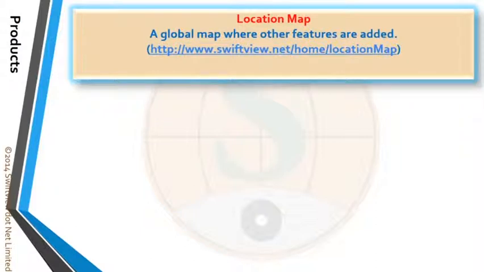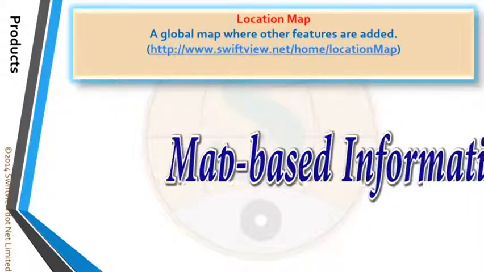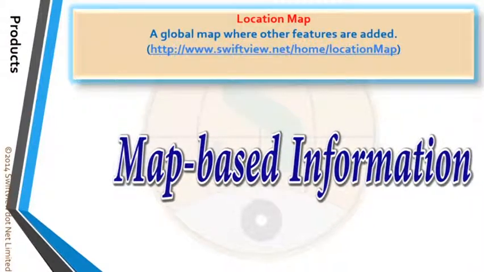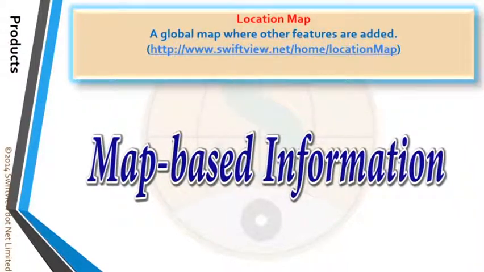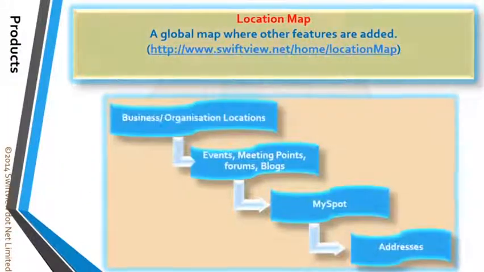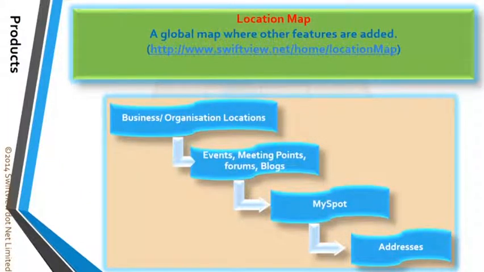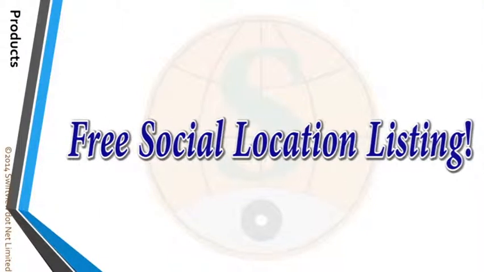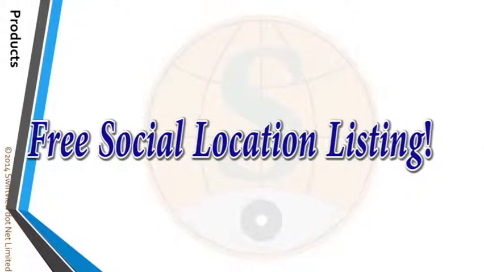Location Map. The location map provides location-based information. I mean information which can be associated with a physical location. Some of this information is: office locations of businesses, locations of churches, mosques and social events. Listing some of this information is free, but business locations are not free.